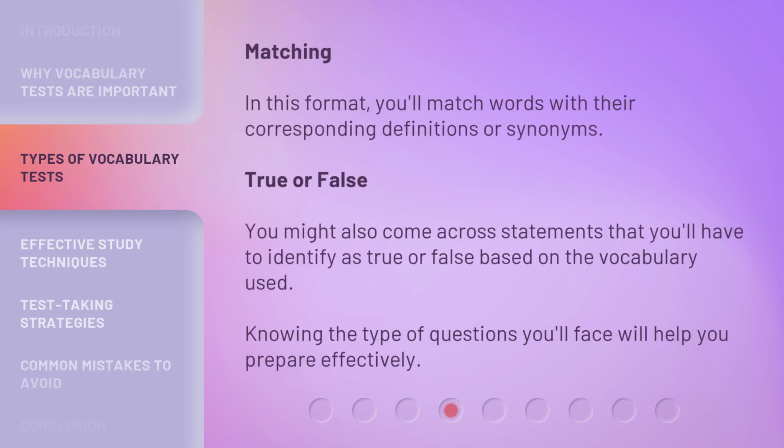Matching. In this format, you'll match words with their corresponding definitions or synonyms. True or false. You might also come across statements that you'll have to identify as true or false based on the vocabulary used. Knowing the type of questions you'll face will help you prepare effectively.